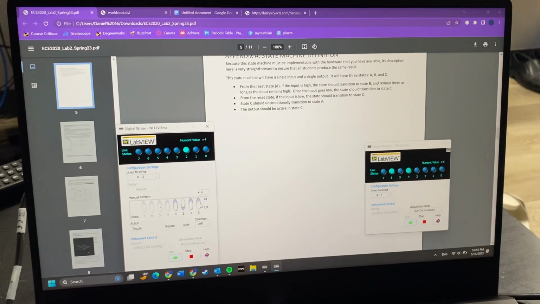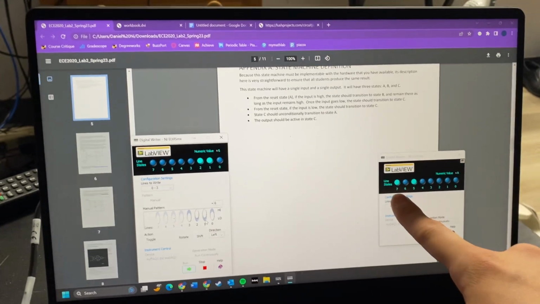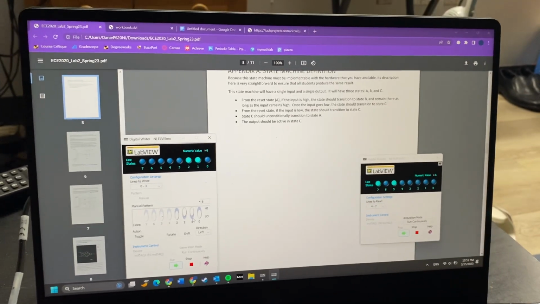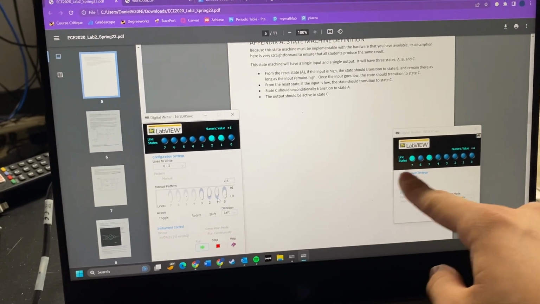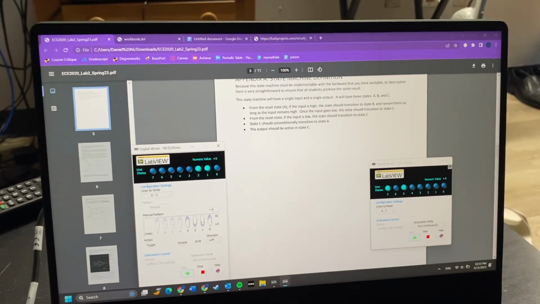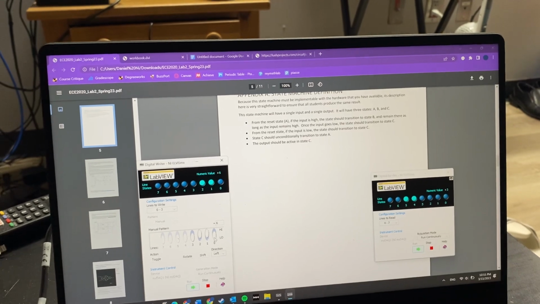Once input goes low, the state should transition to state C. Boom. Q1 is high, that denotes state C. And then, as we see, no matter what happens, state C should unconditionally transition to state A. Boom, back at state A.